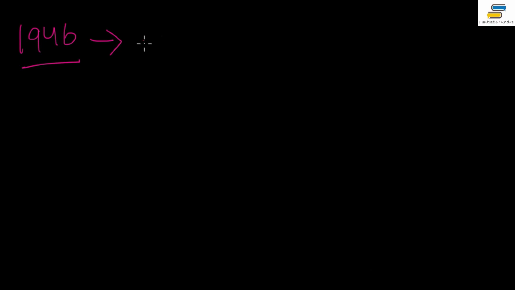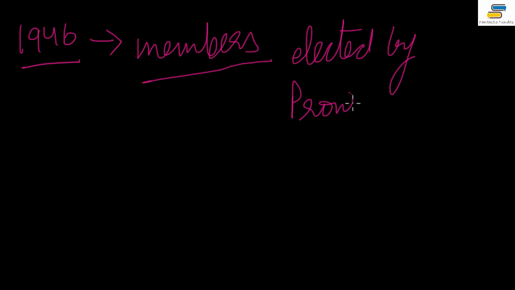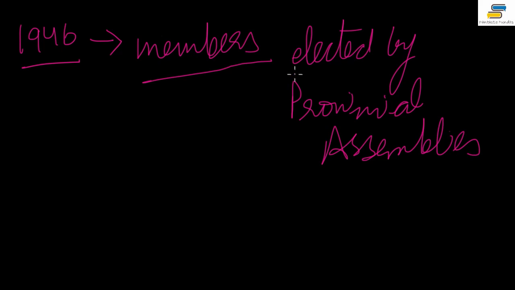Now the Constituent Assembly, its members, because here the elections are being held, who will be elected? Who are these members? First of all, they were elected by provincial assemblies. They were not directly elected. They were elected by provincial assemblies, right? Now these provincial assemblies had come into existence in 1935 only, right?